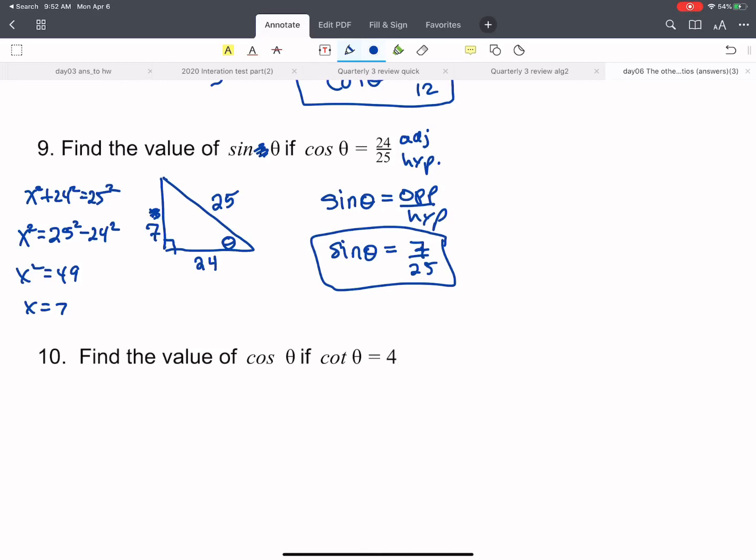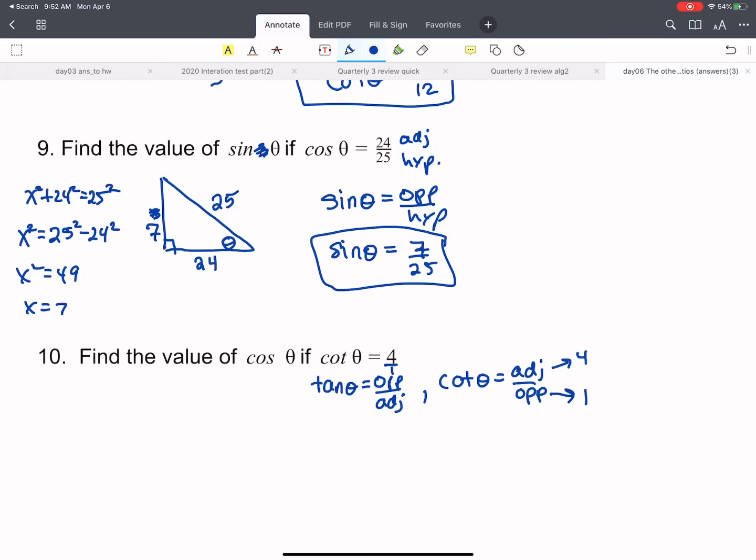Now find the value of cosine theta if cotan theta is 4. They're giving you cotan theta. These are not reciprocals of each other, so I can't just flip it. But I've got to figure out what this is. So remember, tan theta is opposite over adjacent, so cotan theta is adjacent over opposite. When they give you 4, you can look at that as 4 over 1. So the adjacent is 4, the opposite is 1.